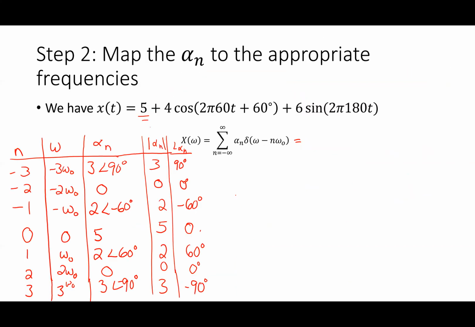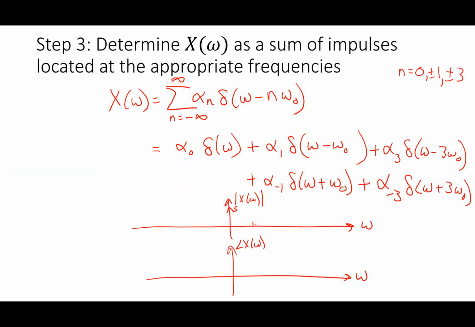Well, alpha 1 had a magnitude of 2 and an angle of 60. So here at omega naught, I would draw something that has a height of 2, so that should be a little shorter. So at omega naught on the x-axis, I've got something that has a height 2. And for negative omega naught, I'd have something that has a height of 2, or an area of 2, I should say. That's the area of it. And I would say this guy has 60 degrees, and this guy has negative 60 degrees at the same frequency.